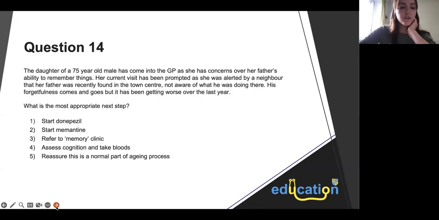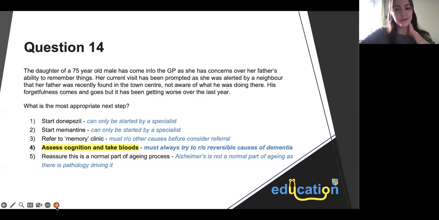Okay. So most people said 4, which is right. Some people also said 3. So again, the answer is in the question, which is what is the most appropriate next step. Not all of these answers are wrong. I think referring to a memory clinic is also a reasonable step.